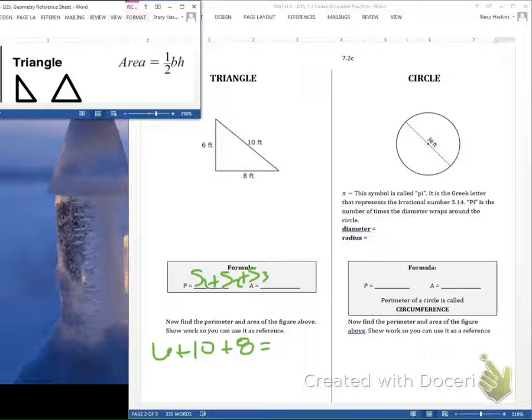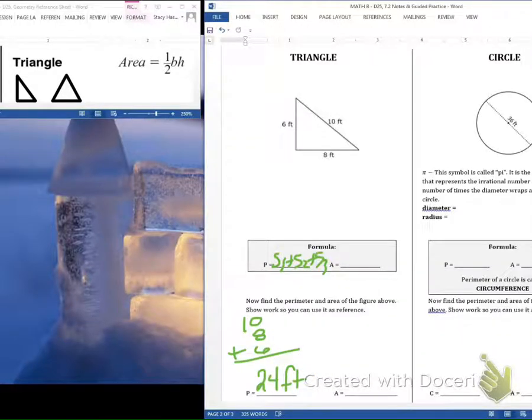What do you get when you get 6 plus 10 plus 8? Well, 6 plus 10 is 16, plus 8 more is 24. So 24 what? Because our triangle has units of measurement on it, it's 24 feet.